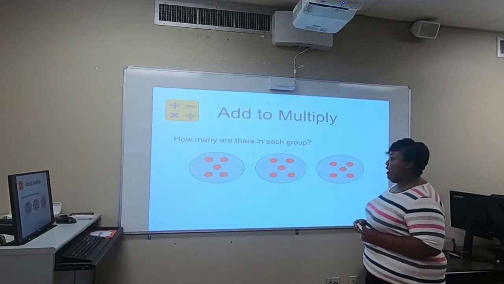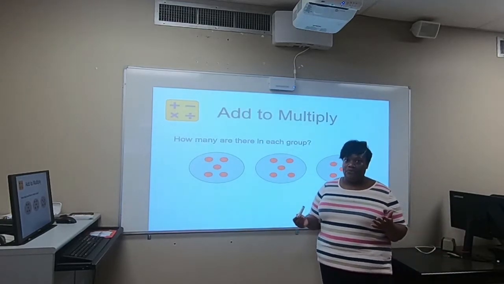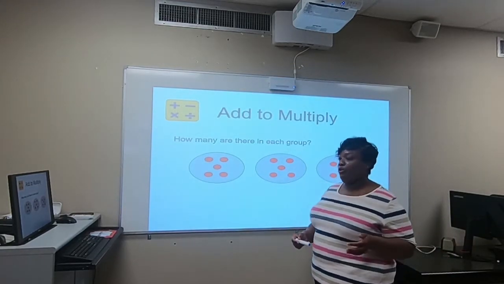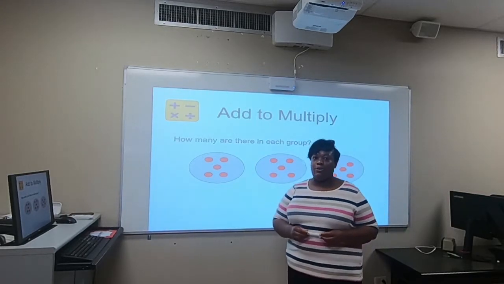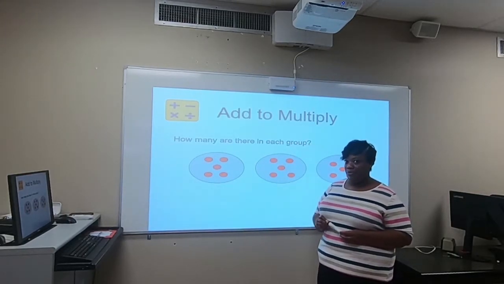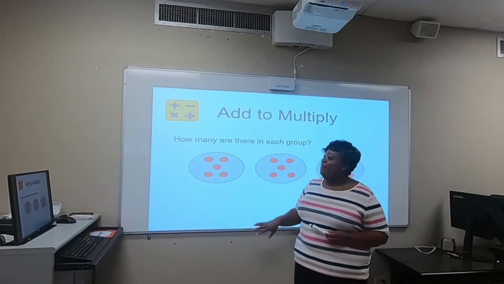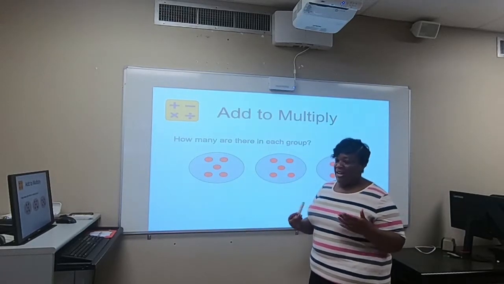How many are there in each group? What are we talking about now? We're talking about the size of each group. Literally, how many are in each group. So what's the size of each group? If I look in each group, I see 5 in each group, okay?